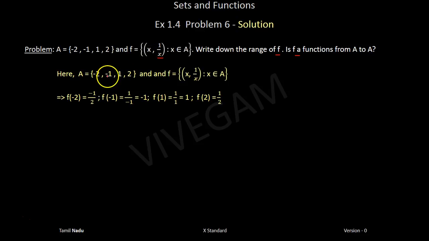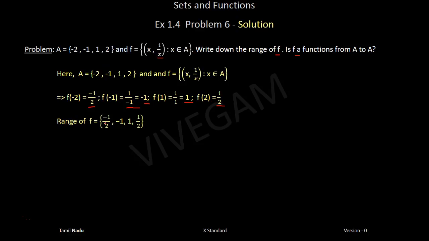Okay. So f of -1 will be 1 by -1, that is equal to -1. And f of 1 will be the reciprocal of this, that is 1 by 1, which is equal to 1. f of 2 is the reciprocal of 2, which is 1 by 2. So you put all these together and that becomes this set, and that's the range for this function. Okay, so this is the domain and this is the range.